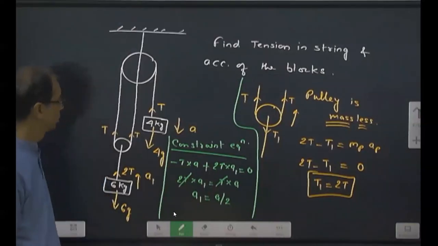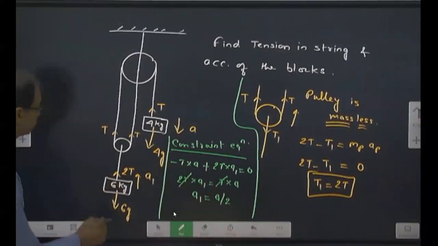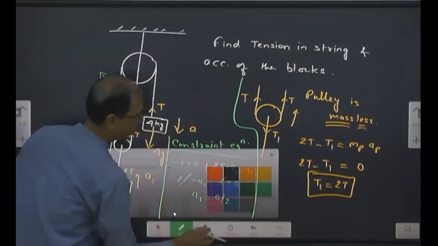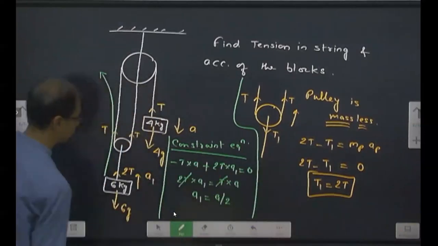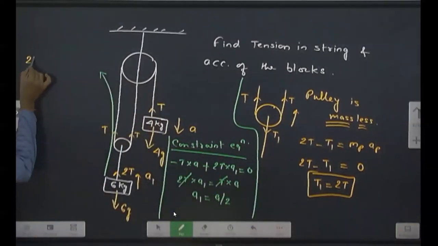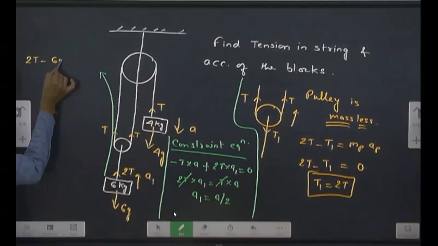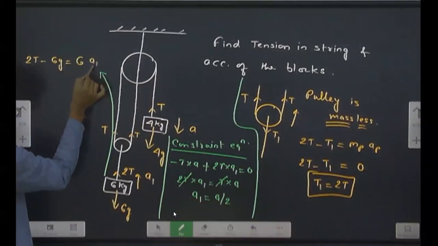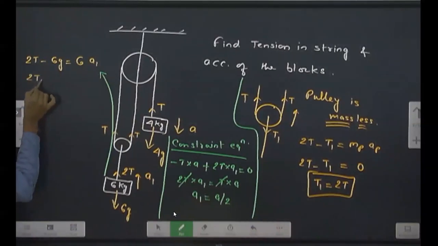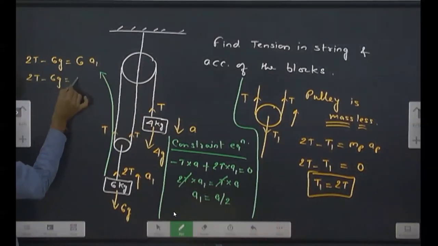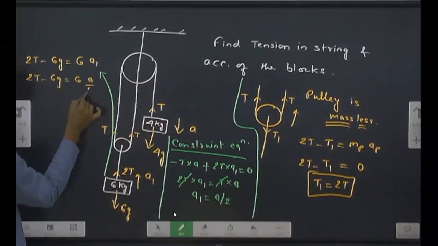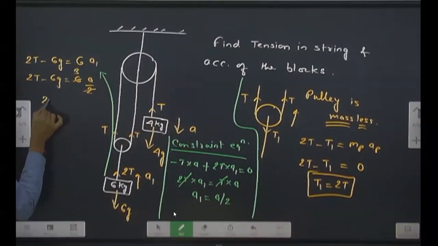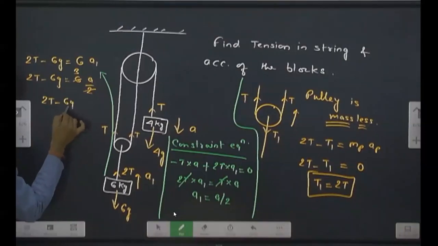Okay. Now I'll be writing its equation. So its equation is how? Just see. That equation is 2T minus 6G equal to 6A1, which is A by 2. Put that: 2T minus 6G equal to 6A by 2. So this is 3. 2T minus 6G equal to 3A.